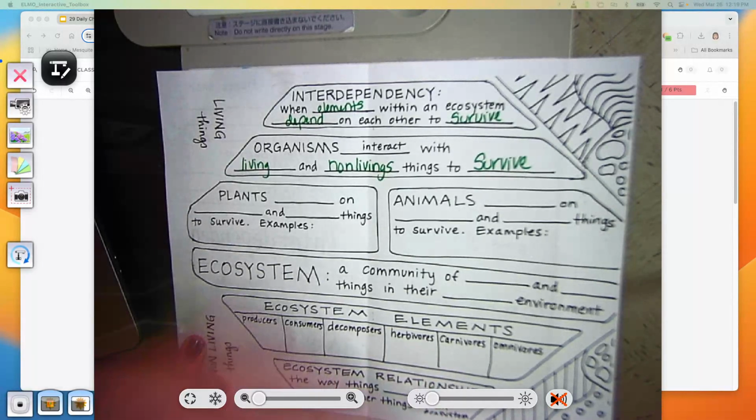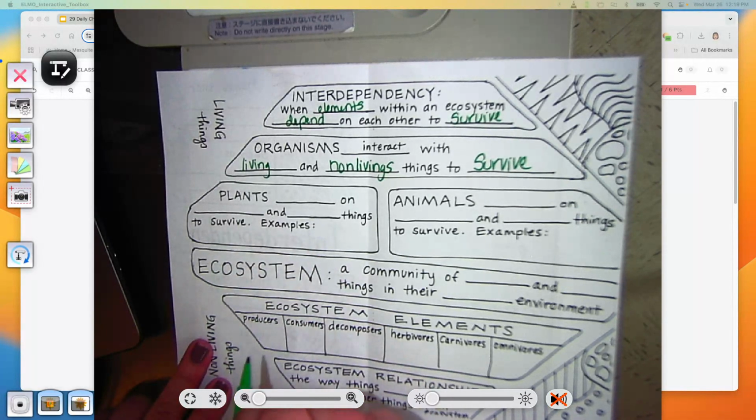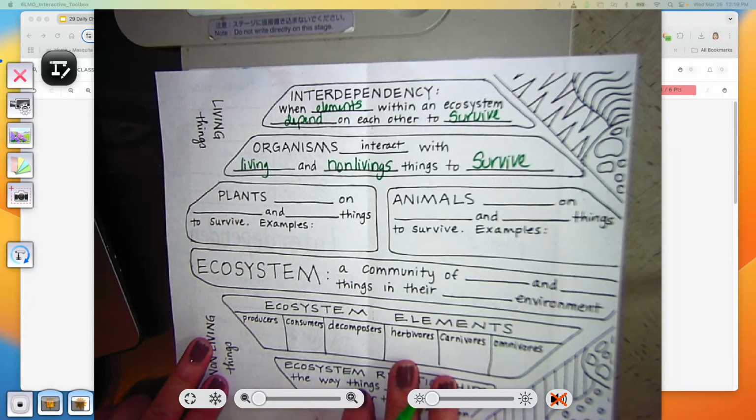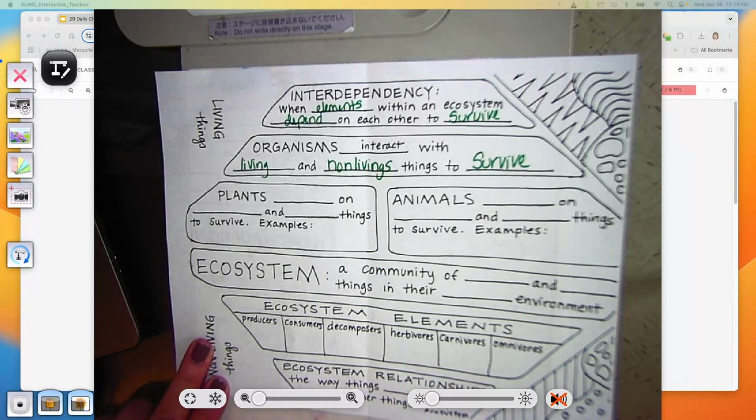So let's go ahead and focus on plants. Plants depend on living and non-living things to survive. For example, we just planted some plants. So plants feed on what? The sun. Okay. So would the sun be living or non-living? Non-living. Water, non-living. Okay.